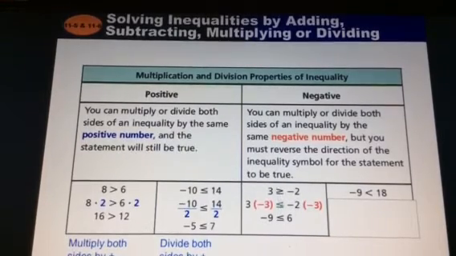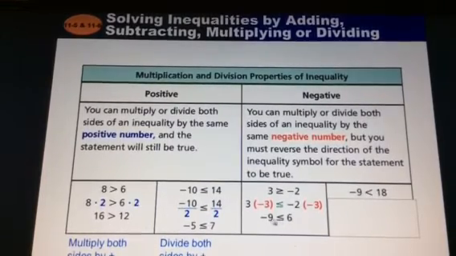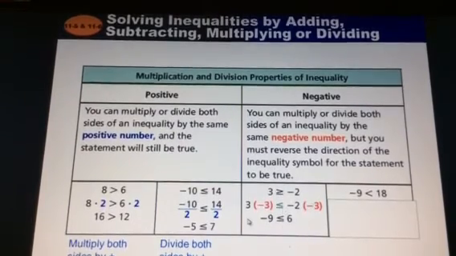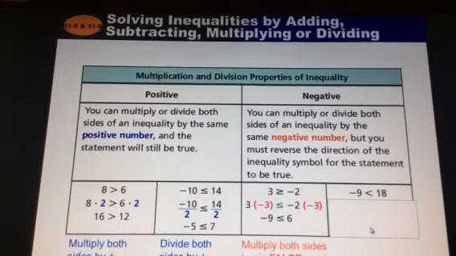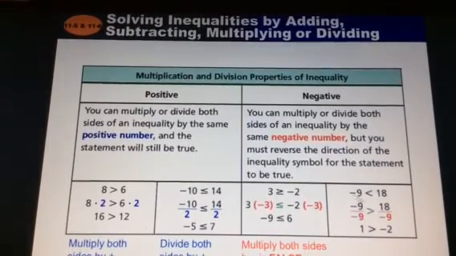And my inequality has to change because negative 9 is less than or equal to 6. And so you have to flip the symbol when you multiply or divide by a negative number on both sides of an inequality. So here if I divide both sides by negative 9, I've got to flip from less than to greater than. Because when I divide, negative 9 divided by negative 9 is positive 1, and 18 divided by negative 9 is negative 2, and 1 is greater than negative 2.